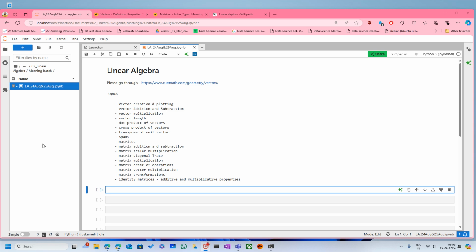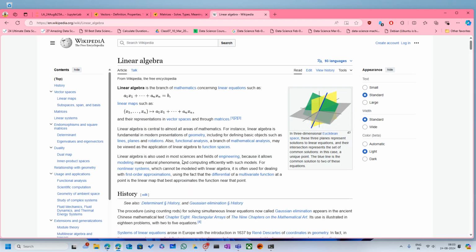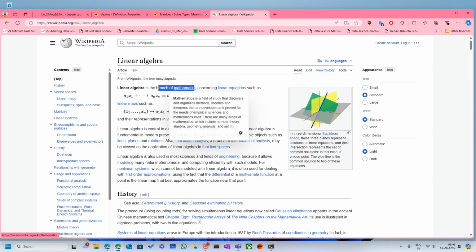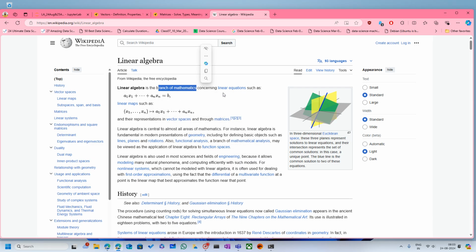Okay, all right. So today we will learn linear algebra, and linear algebra is nothing but a branch of mathematics which concerns learning about linear equations. And linear equations are of the form a1 x1.